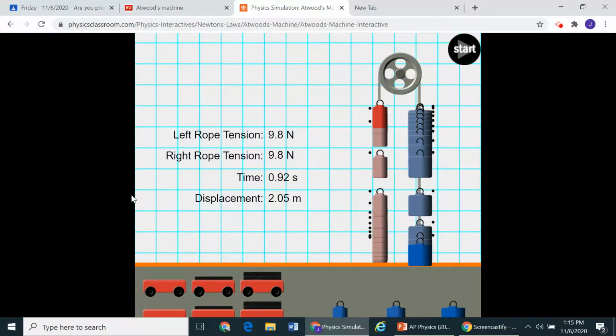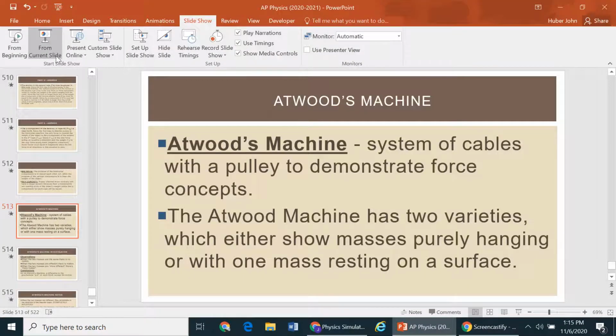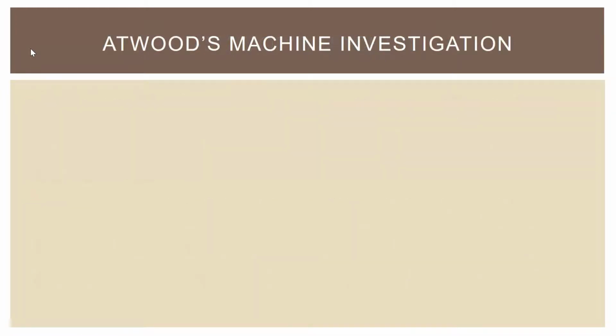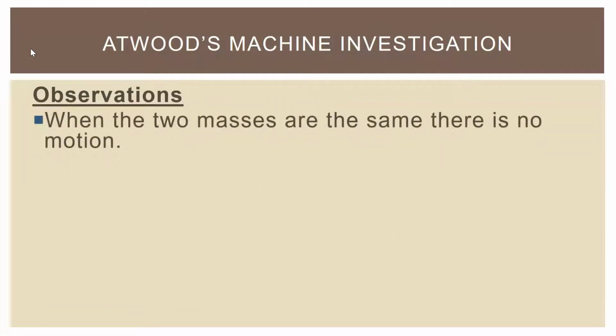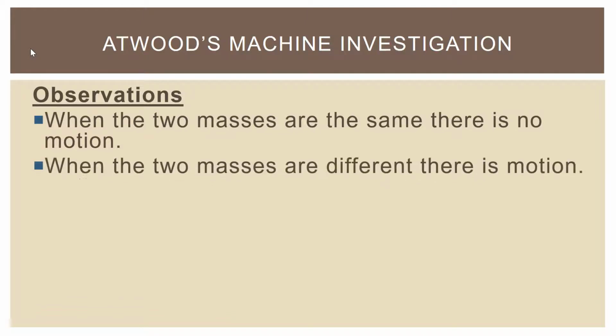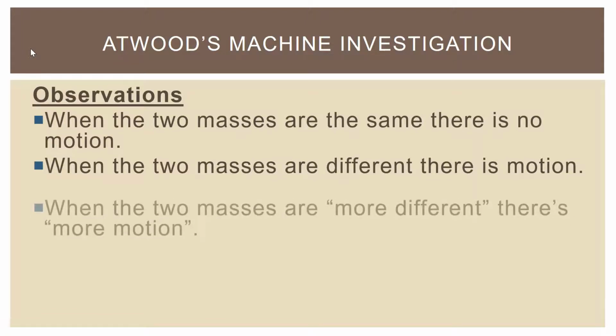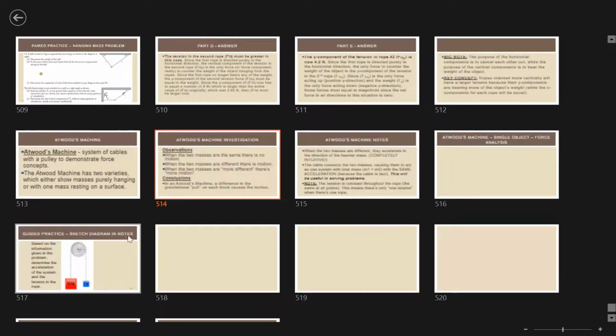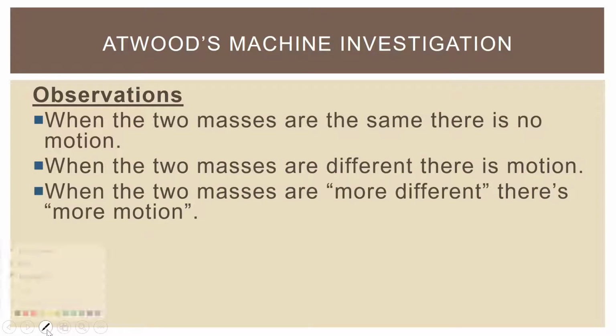So let's summarize so far our little observations. Observation number one: when the two masses are the same, there's no motion. When the two masses are different, there is motion. And when the two masses are more different, there's more motion. And let me be clear. When I say motion here, you all saw it. It was acceleration.